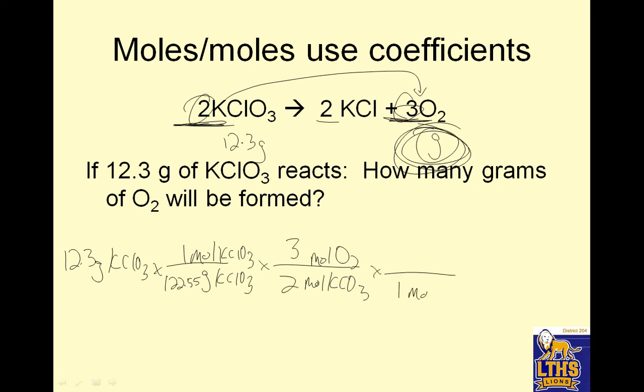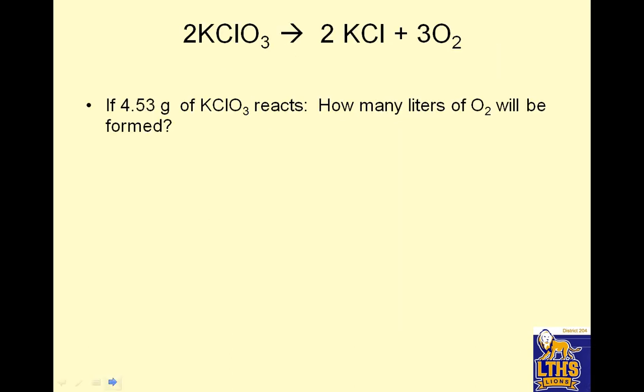Now I want to get rid of the moles of O2. Hate you, moles of O2. I want to go into grams of O2. Go to the periodic table. 16 times 2 is 32.00. And then I do the math. 12.3 divided by 122.55 times 3 divided by 2 times 32 is 4.82 grams of O2.